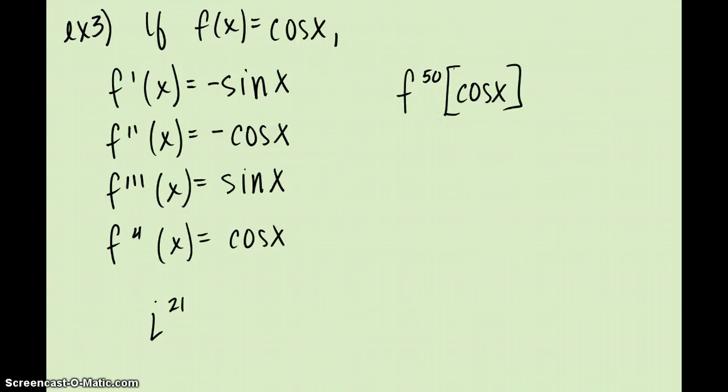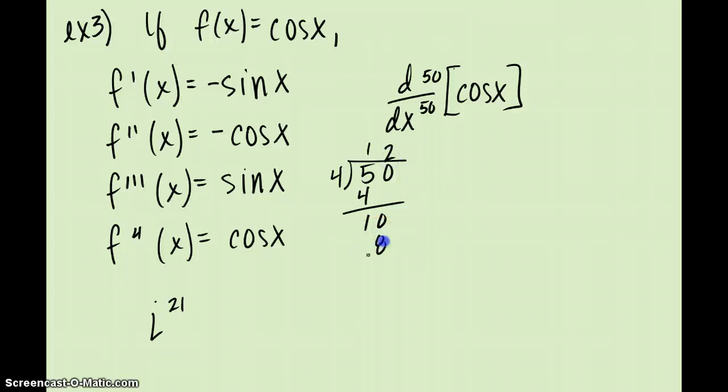Let me just make the notation right. So I want the 50th derivative of the cosine of x. Well, I wouldn't expect you to write it out 50 times, but we know the behavior of the cosine function. It repeats in intervals of 4, and remember, it's the remainder that tells us where in the pattern I would find the 50th derivative.